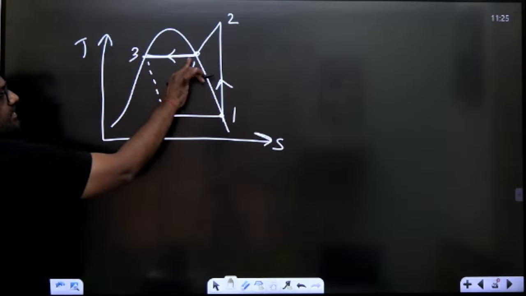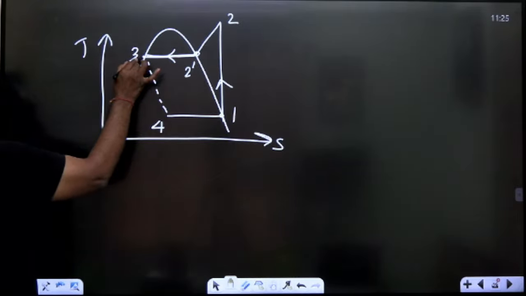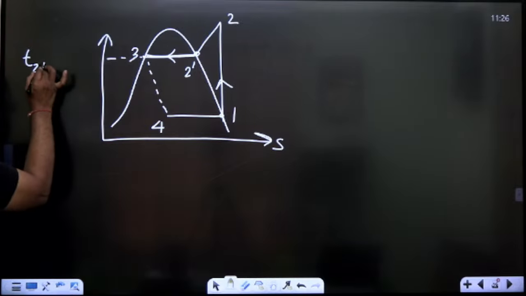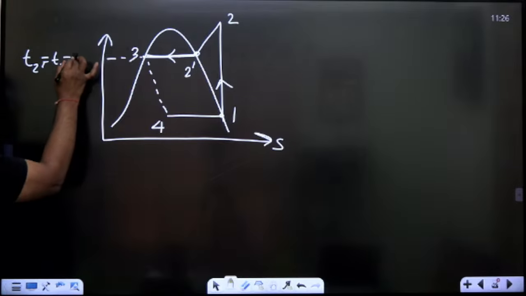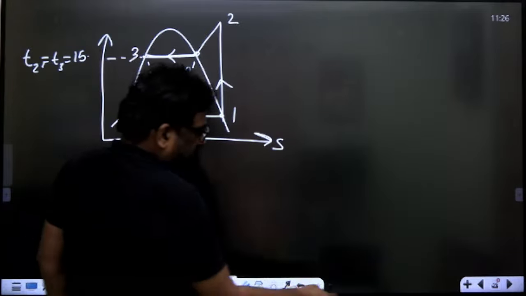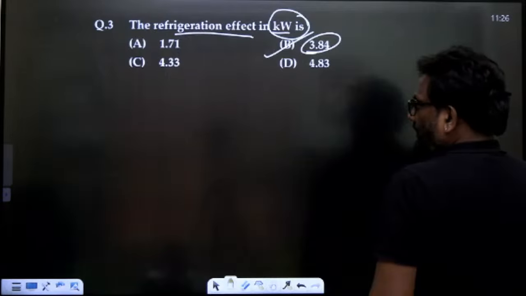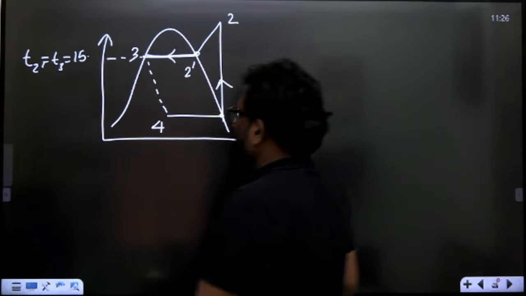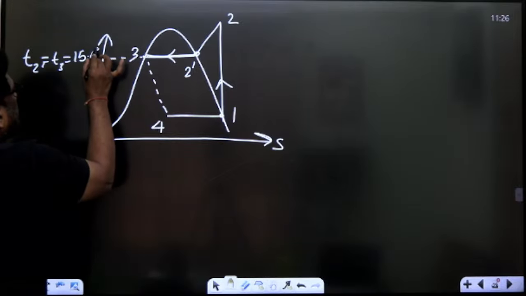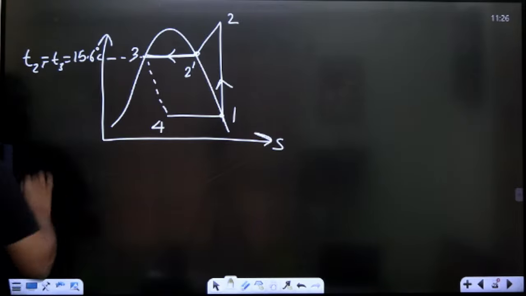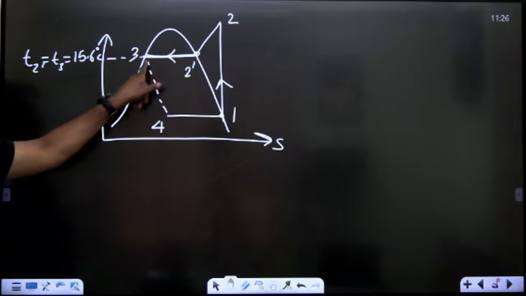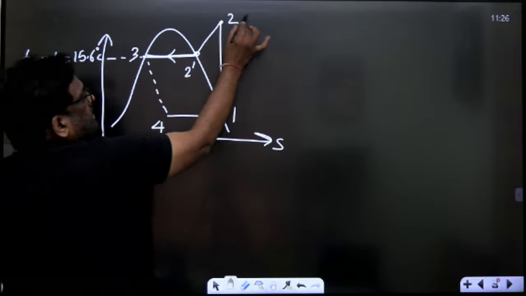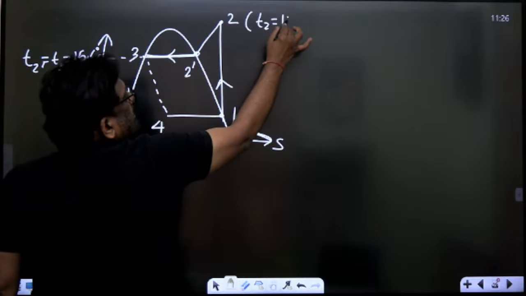This temperature is given, this is a constant temperature, so now I write, now I'm giving you some additional information. T2 dash is equal to T3 is equal to how much, sir? 15 point something is given, look once. 15.6, 15.6, okay sir. T2 dash, T3, and already you know this temperature is 100 degree centigrade given.